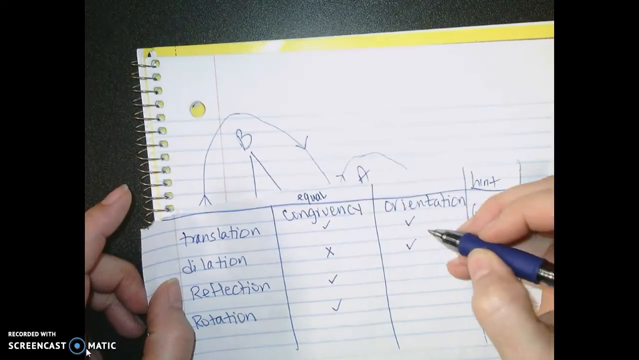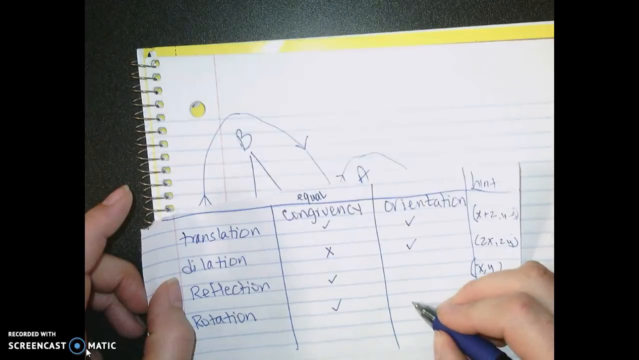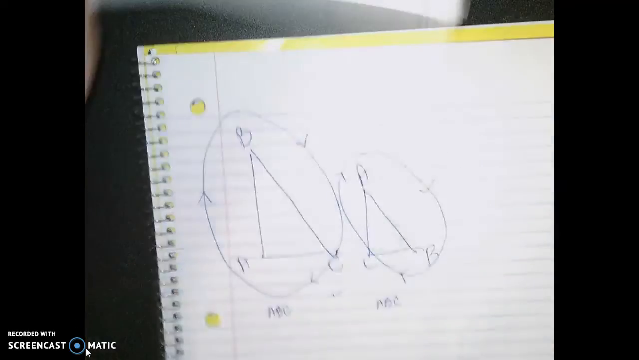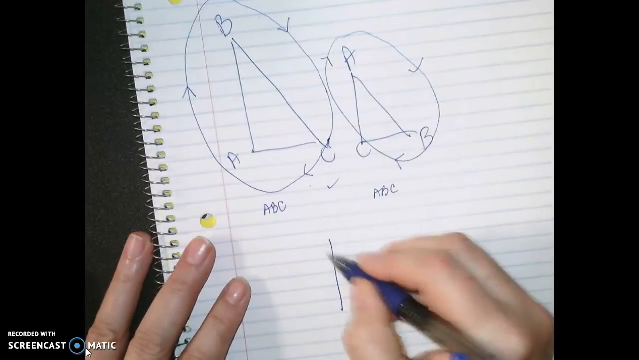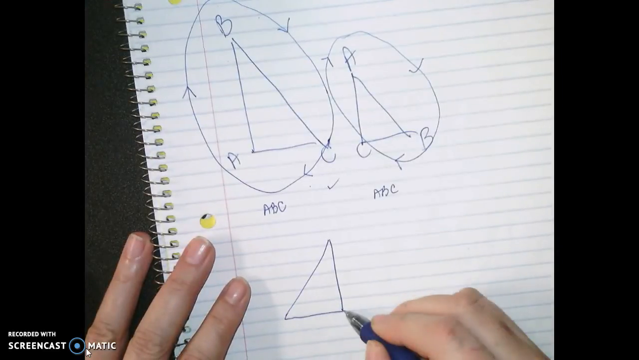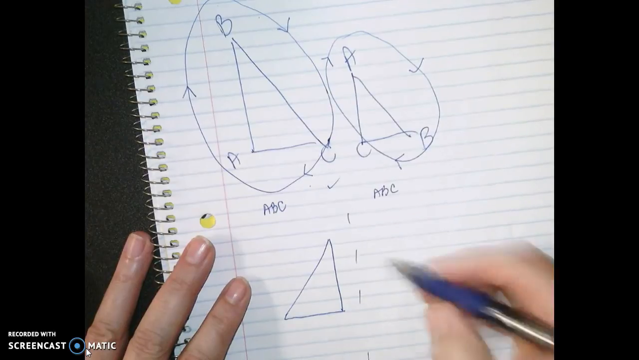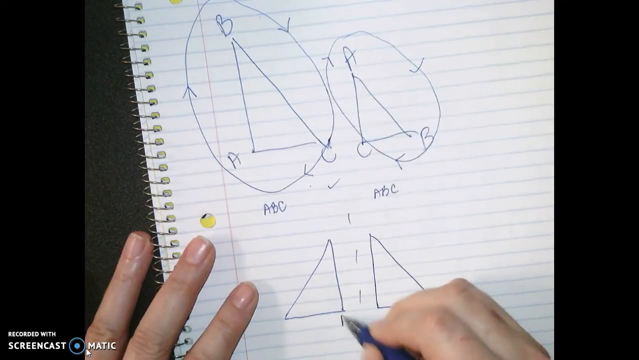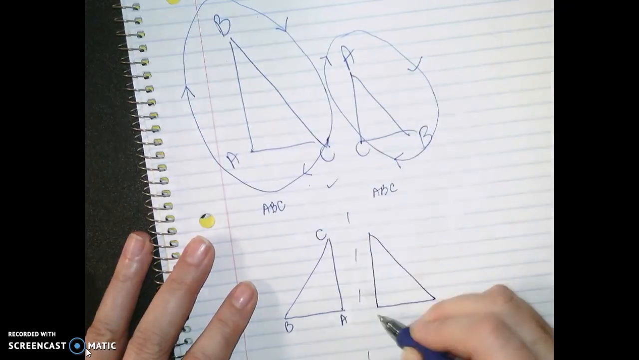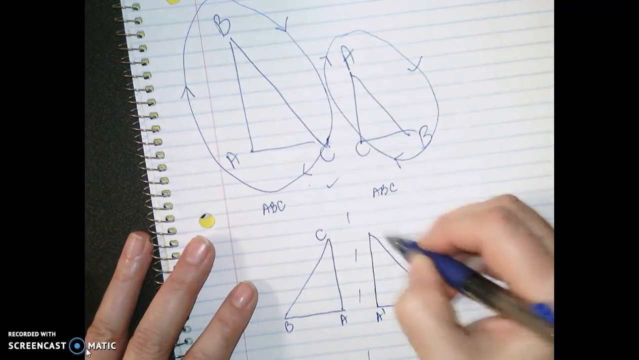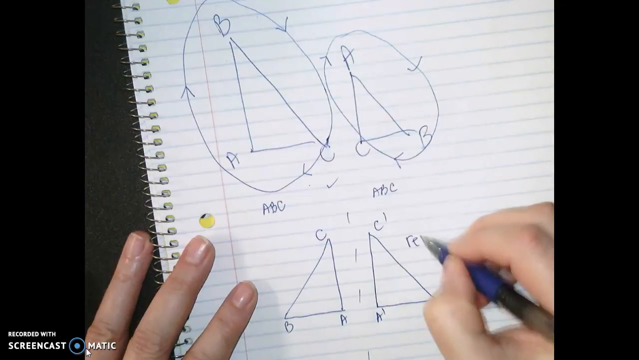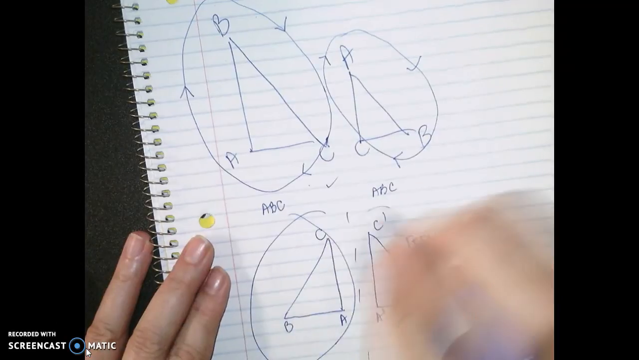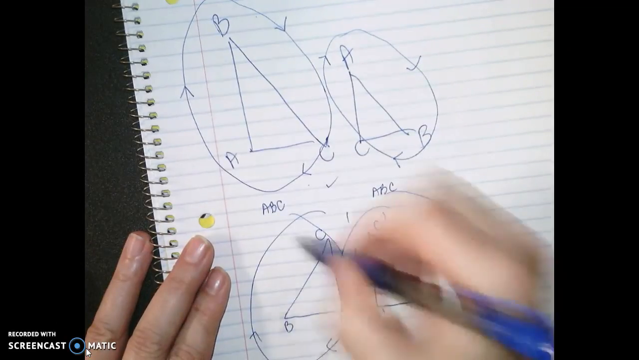Translation is okay. Rotation is okay. Reflection is not. I can prove it. What if you have the same two triangles? Here's your y-axis. This one was A, B, C, so this one's A prime, B prime, C prime, because this is reflection. So let's test with our fancy little clock. And remember, draw your directions in.